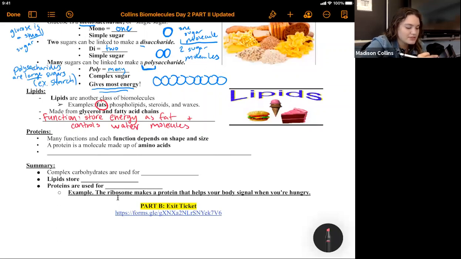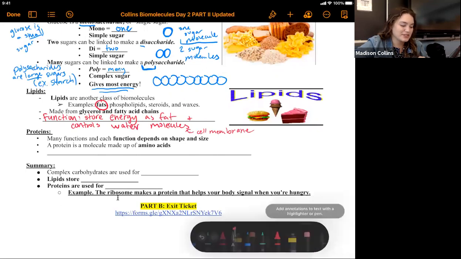And we'll talk about this later when we talk about the cell membrane in a little bit more detail. So stay tuned for that. I'll make some connections there. But the functions of lipids are to store energy as fat and control water molecules. Okay, and the last thing we need to talk about is proteins.